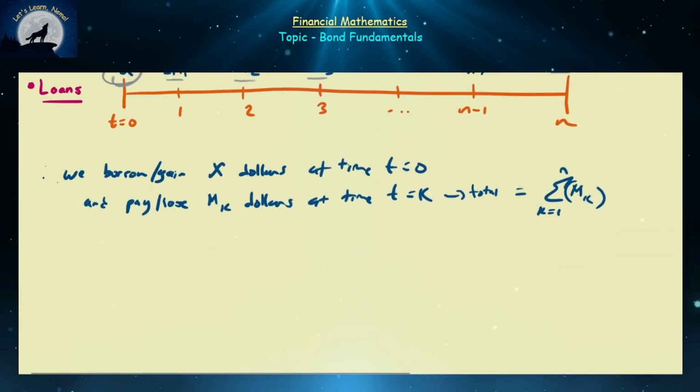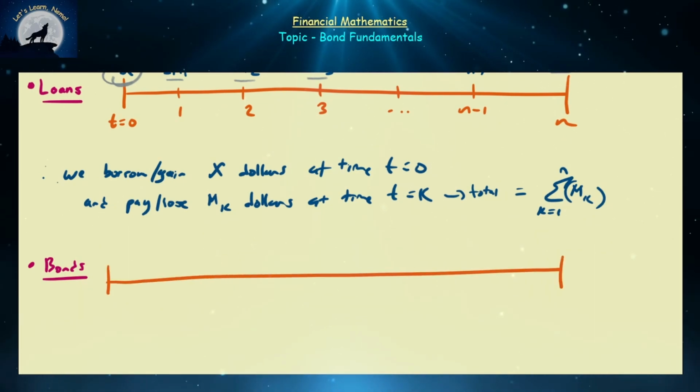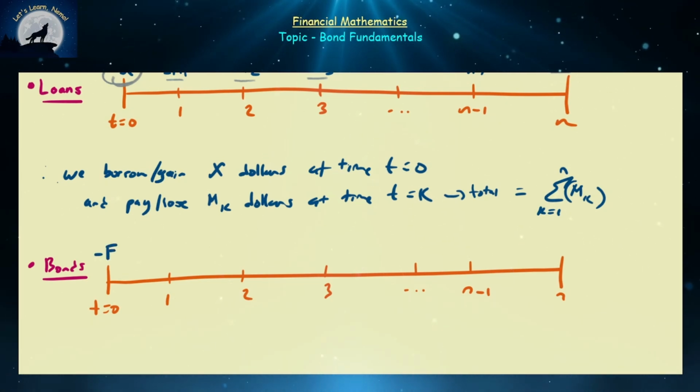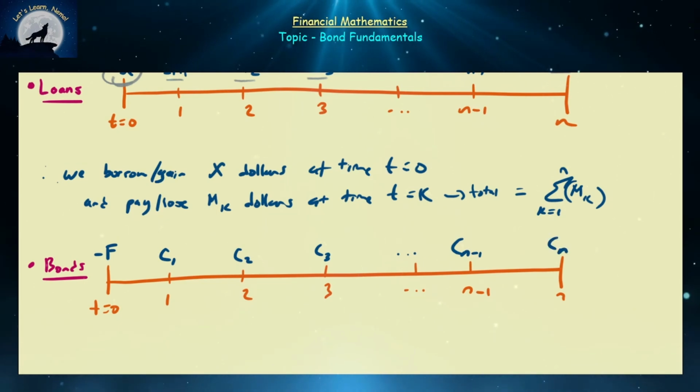Now, bonds follow a similar story. So here's going to be a timeline for bonds. Let's again draw our timeline. So we're going to go from t equal to 0, 1, 2, 3, down to n minus 1 to n. Now what we're going to do is lose F dollars at time t equal to 0, and we're going to be receiving C1, C2, C3, down to C_(n-1), C_n, and also R at time t equal to n. So it's almost like a mirror image to the transactional structure of a loan.